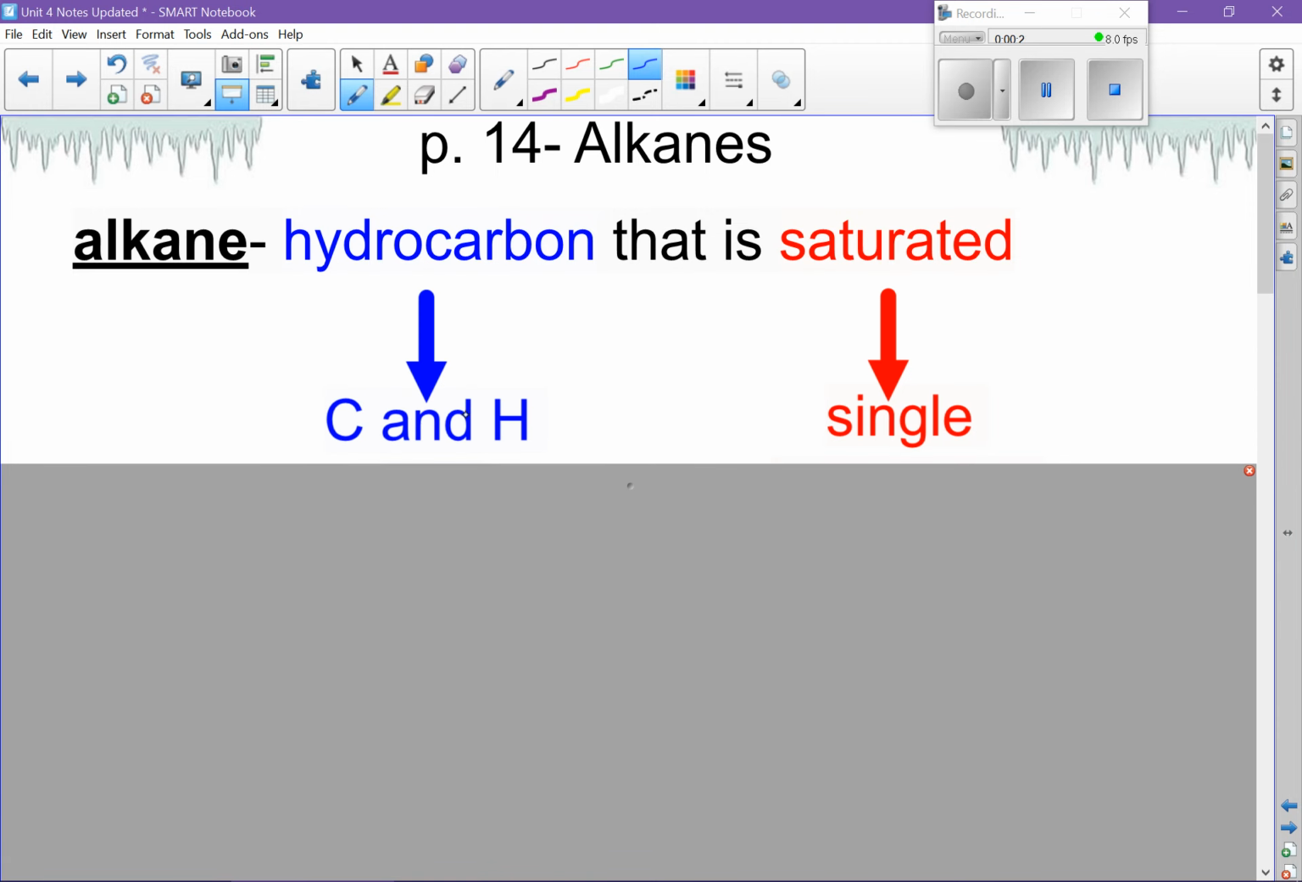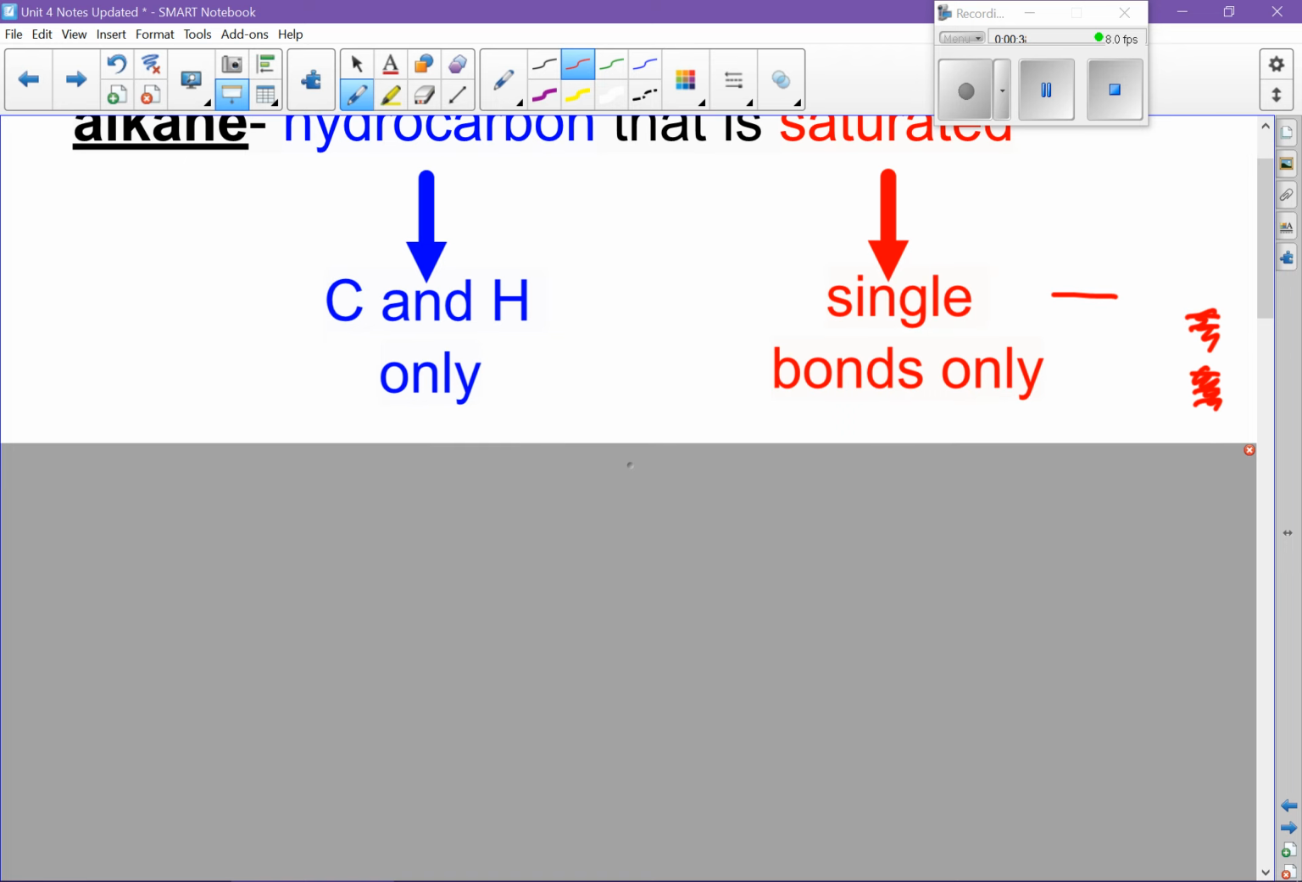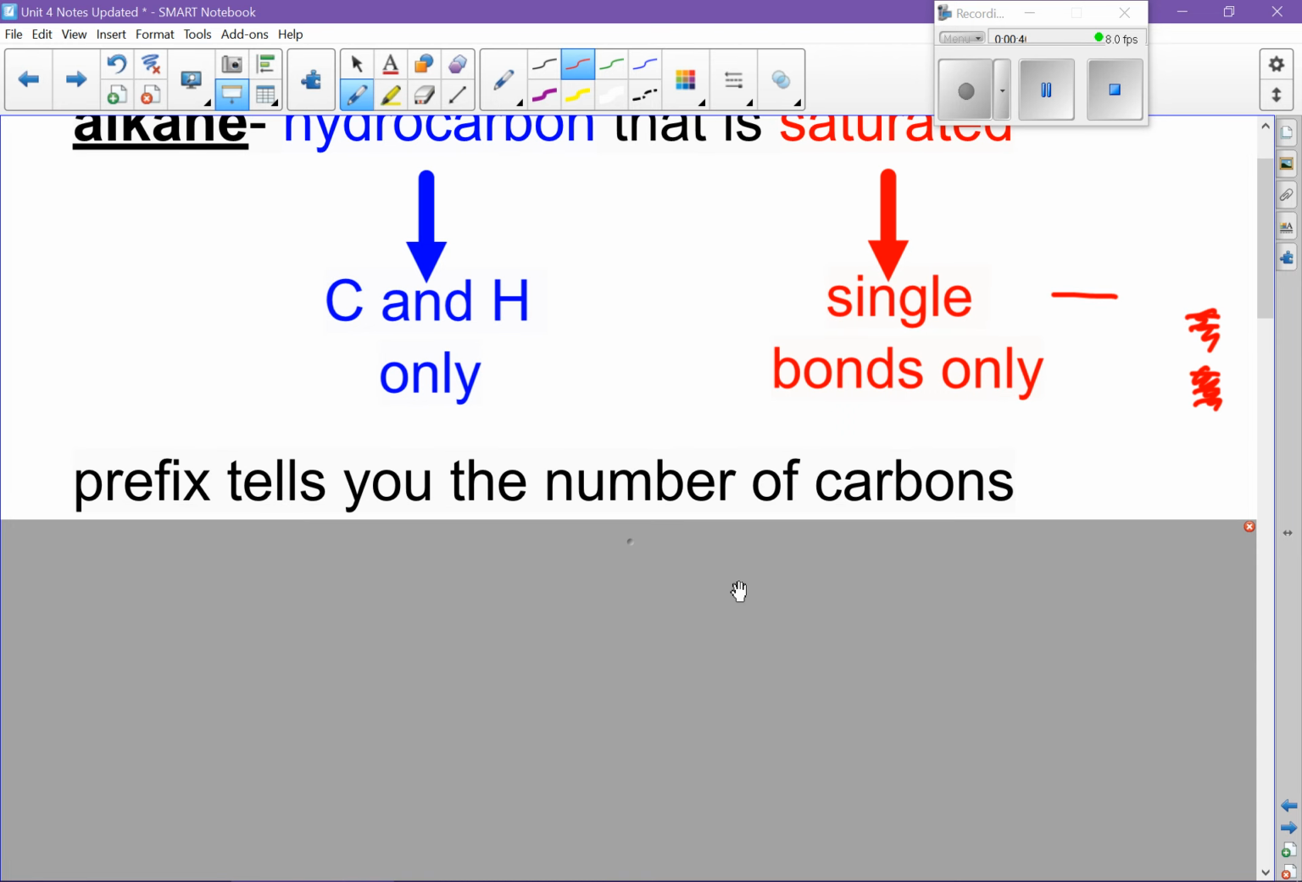Hydrocarbon means that it has C and H, hydro and carbon, and saturated means that we will only have single bonds. So the only lines you'll draw today will look like this. You will not do double bonds, you will not do triple bonds. Only single bonds today to make everything saturated. Okay? Now, for these alkanes, the prefix is important because that's going to tell you the number of carbons.